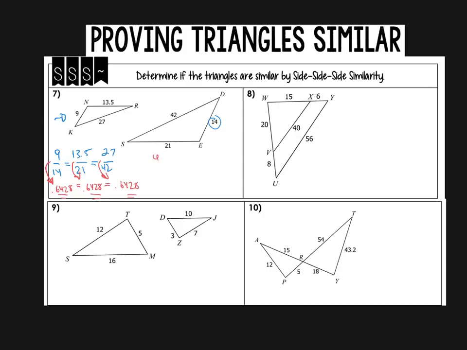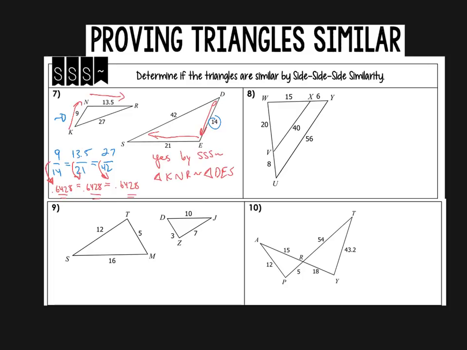So the answer here then is yes, by side-side-side similarity. The triangle on the left, I'm just going to name it KNR, is similar to, on the right, if I go from K to N down the smallest side, and then down the medium side, from D to E down the smallest side, and then along the medium side, that's going to be DES. Okay, so order matters here.